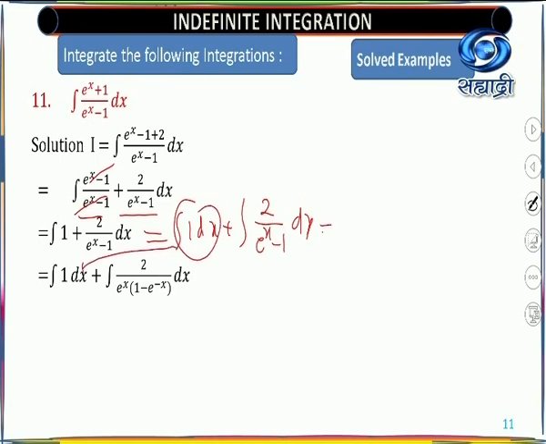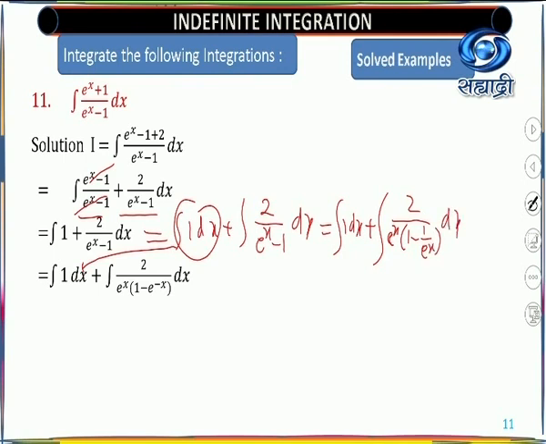So what is the next step? Next step is integration of 1 dx as it is. And here, in the second term, you take e raised to x common, so here you will have only 1, and you will get minus 1 upon e raised to x dx.